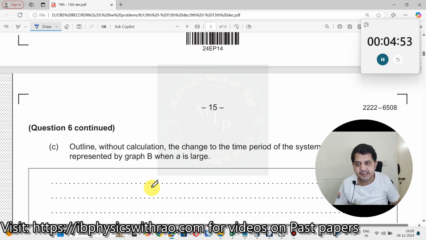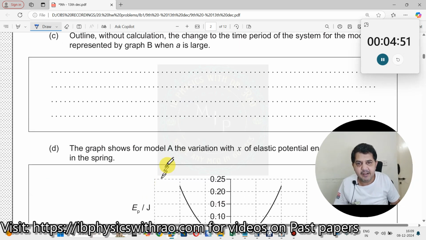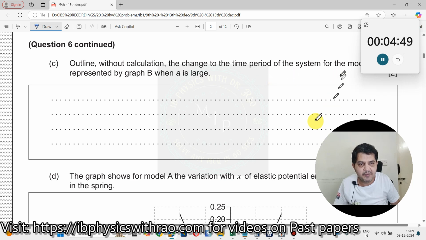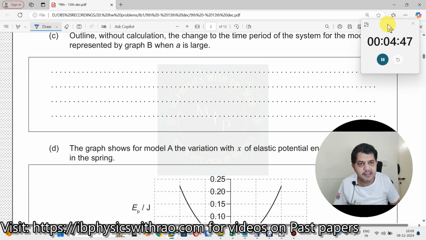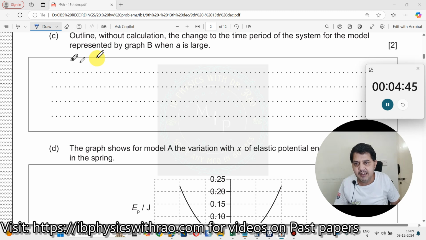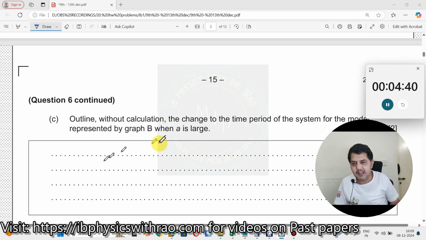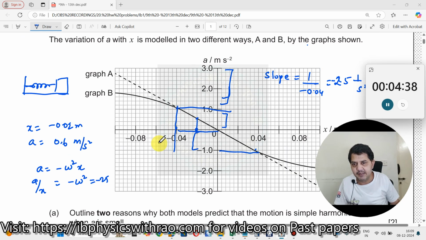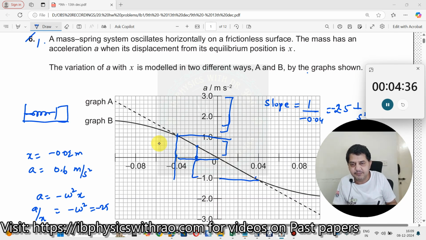Now next, outline without calculation the change to the time period of the system of the model represented by graph B when A is large. Now what happens to time period in case of graph B? That's the main question. Now you see, we calculated time period from the slope here. Now if I want to calculate the slope, what will happen here?